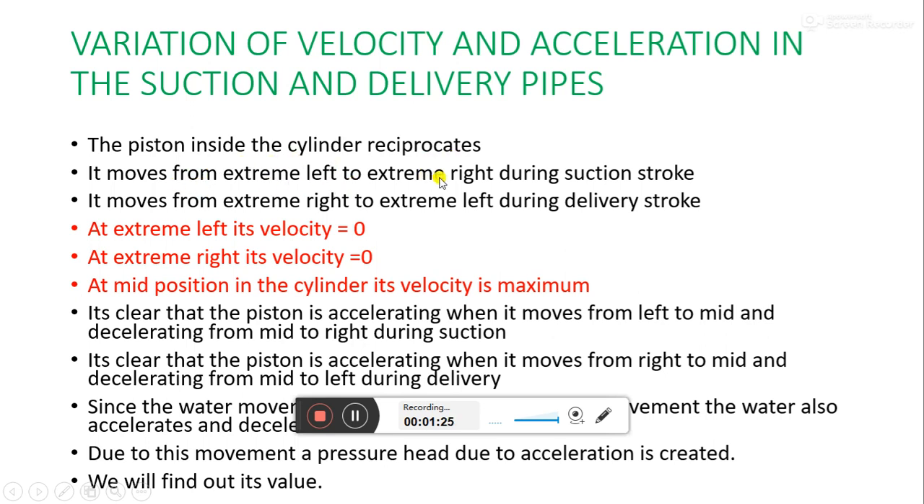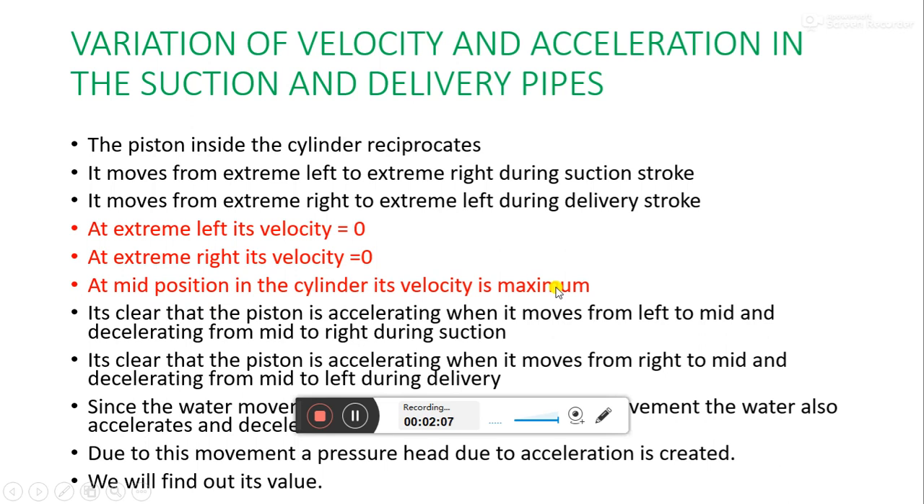It moves from extreme left to extreme right during the suction stroke, and it moves from extreme right to extreme left during the delivery stroke. At the extreme left, the velocity is 0. In the beginning of the suction stroke, the piston is actually at rest, so its velocity is 0. And at the extreme right also the velocity is 0. At the extreme right, the piston almost stops and starts its delivery stroke. And at the mid position the velocity is maximum.